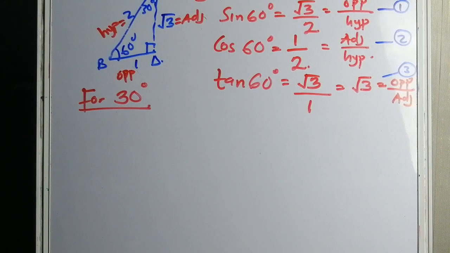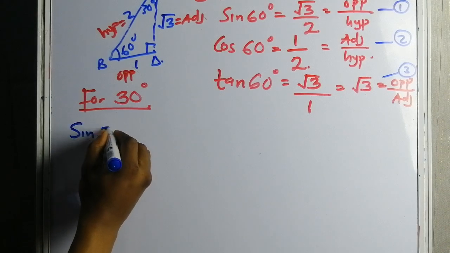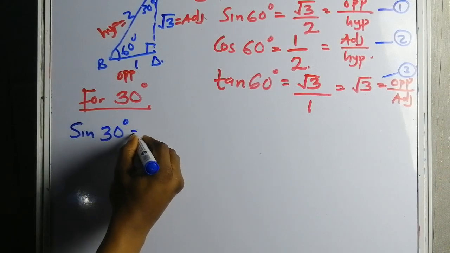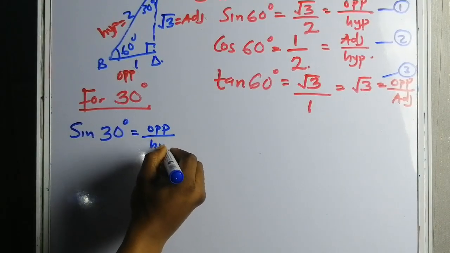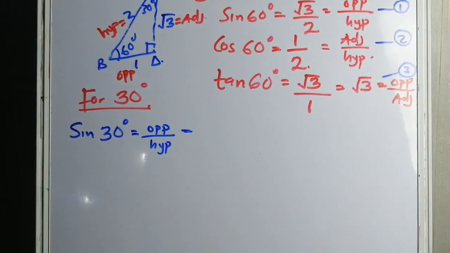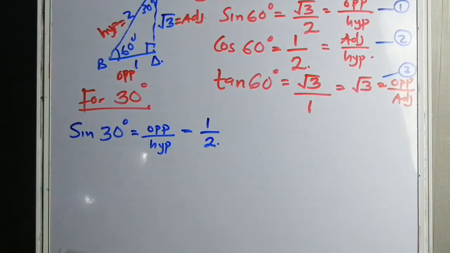So for 30 degree, what do we need to do here? You say, okay, sine 30 degree equals what? That's opposite over hypotenuse. So what's our opposite here? Our opposite is 1. Our hypotenuse is 2. So it means it's half. Sine 30 degree is half.